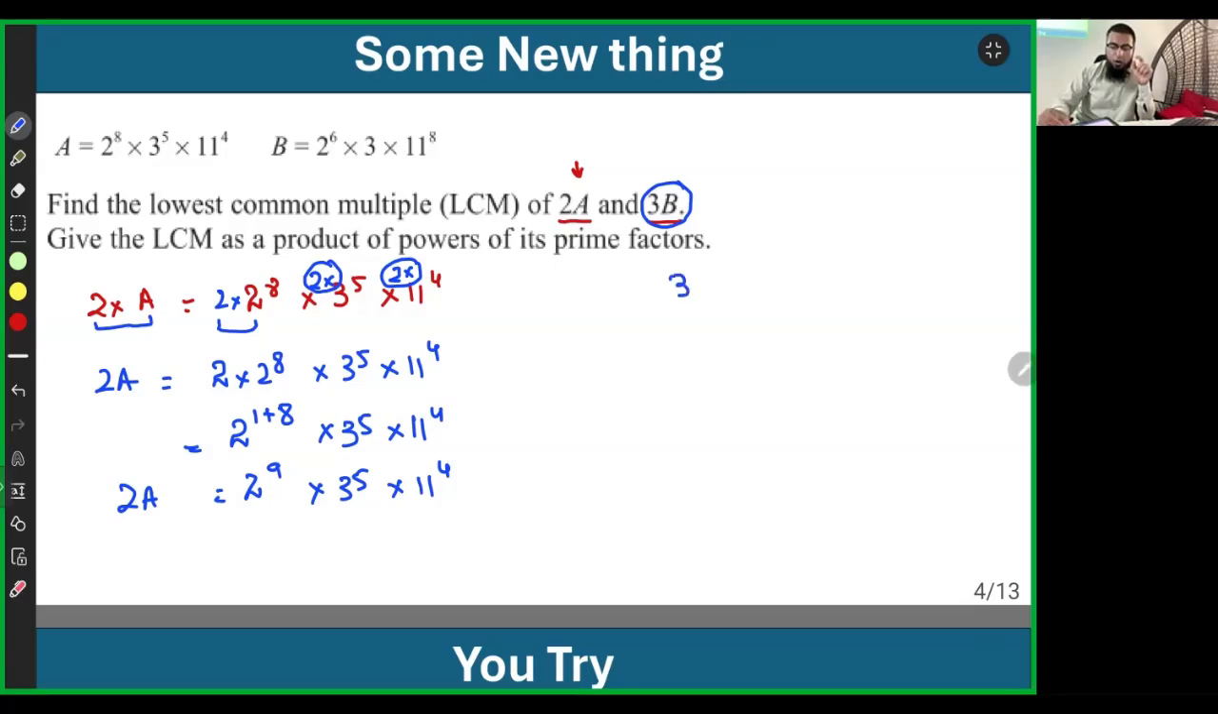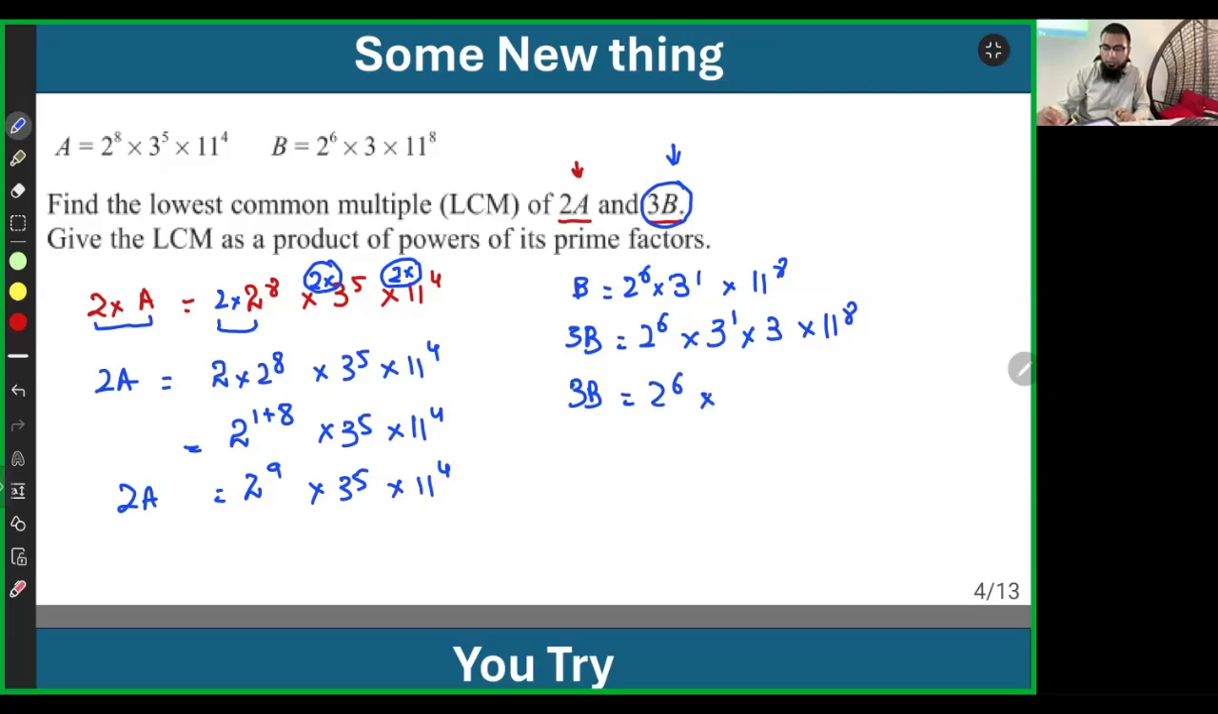3 की ऑलरेडी पावर क्या थी? 1. सो मैंने 3 के साथ मल्टीप्लाई करवाना था ना. B में देखें, what was B? 2 raised to the power 6 times 3 raised to the power 1 and 11 raised to the power 8. So 3b will become 2 raised to the power 6. There will be no change in 2. There will be a change in 3. ये 3 already था ना, तो I need to multiply 3 with this one. And now we're having 11 raised to the power 8. So 3b equals 2 raised to the power 6 into 3 squared times 11 raised to the power 8. Got it? So if you're having same bases and they are multiplying, you just need to add up the powers.